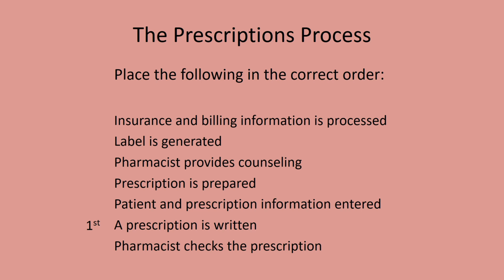Once it gets to the pharmacy, you'll need to check the prescription to see if it's all there. That step's not on here. Once you feel that prescription is legit, you start entering the patient and prescription information. Then you have to make sure you're going to get paid for it, so you add in the insurance and billing information. Unless they are a cash payer, then you would omit this part. You would just skip it.